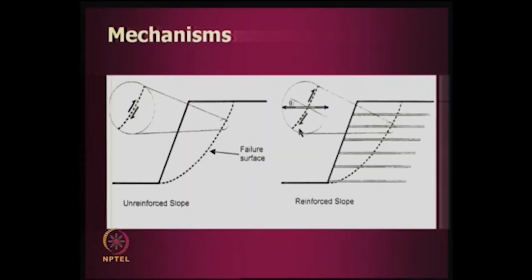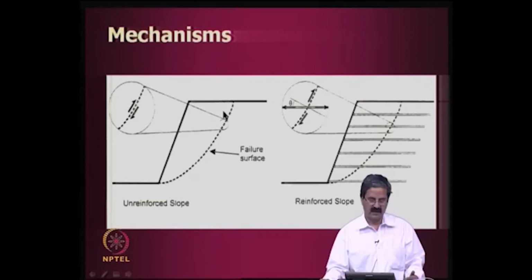Now, what is the mechanism? We have seen some idea of how reinforcement can be effective. We will understand it further. This is an unreinforced soil slope. This is the shear resistance and the failure surface, and on either side it tends to fail, and there is a resistance along this line. Now you put reinforcement here, 1, 2, 3, 4, 5, 6 layers of reinforcement, and they are inclined at some angle theta to the failure surface. So how does it act? We have to see and quantify that.